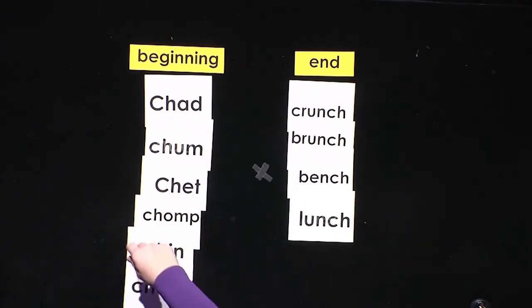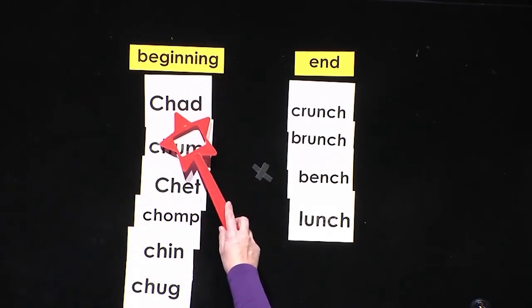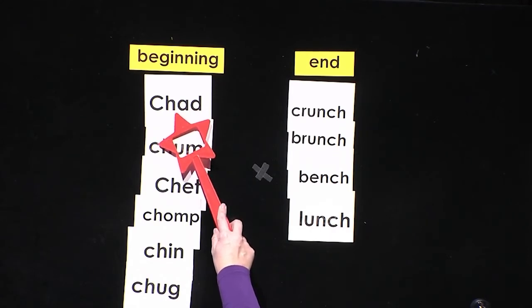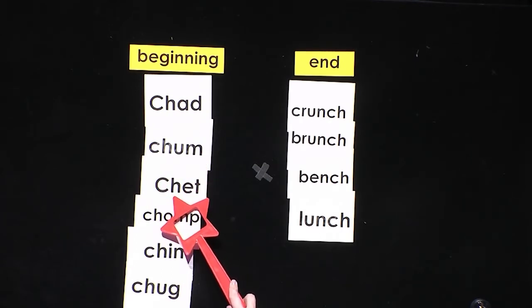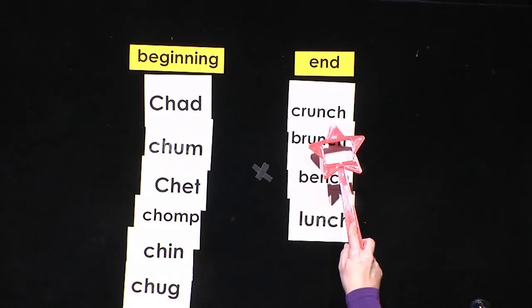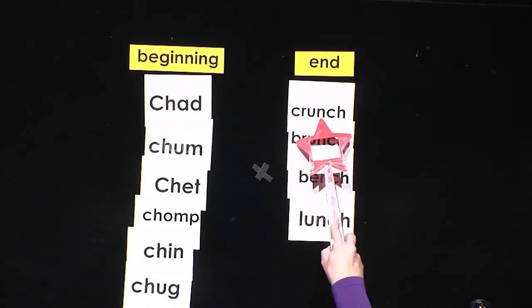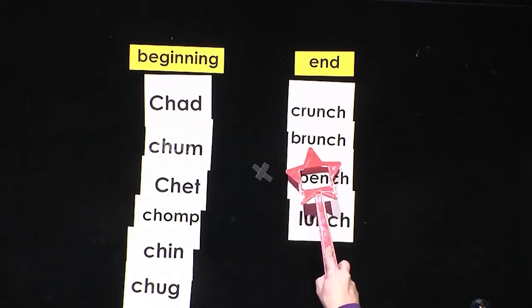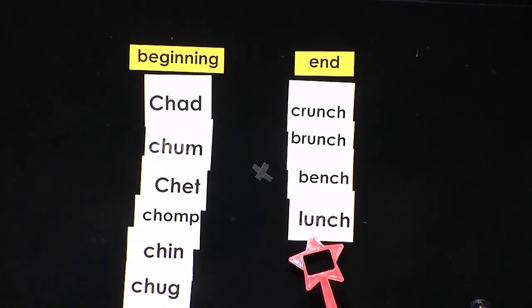Let's read these words that have digraph CH at the beginning of the word. Say it after me. Chad, chum, chit, chomp, chin, chug. Now let's read our words that have digraph CH at the end of the word. Say the word after me. Crunch, brunch, bench, lunch.